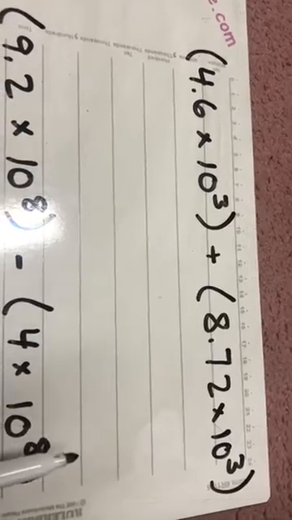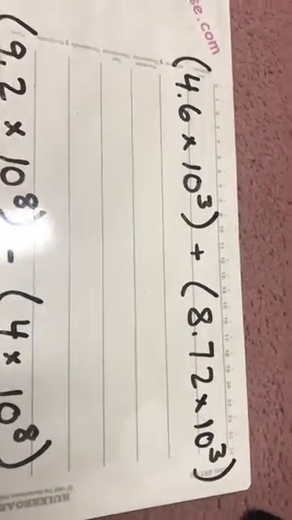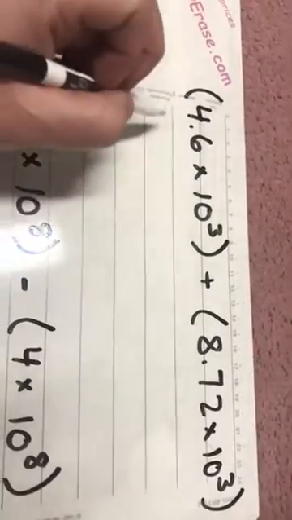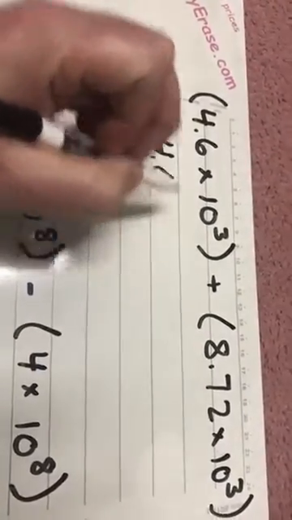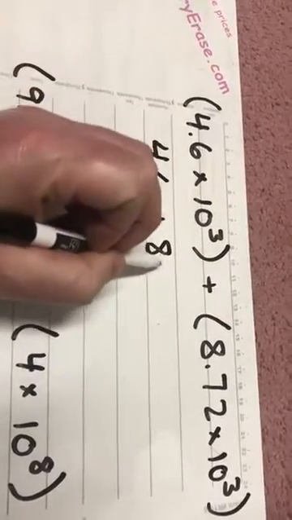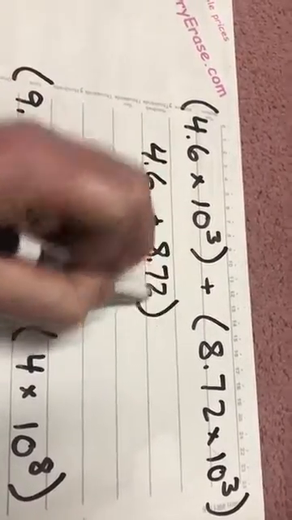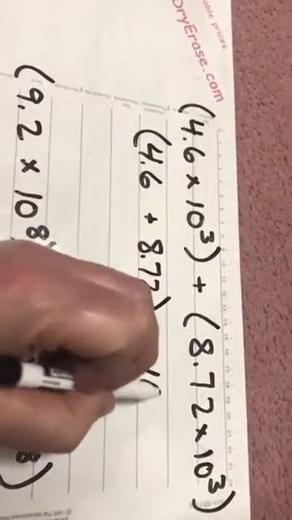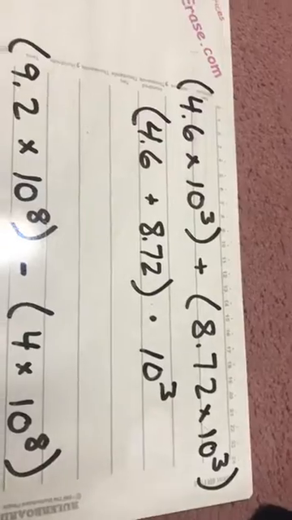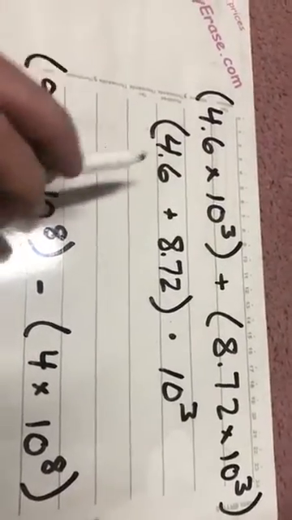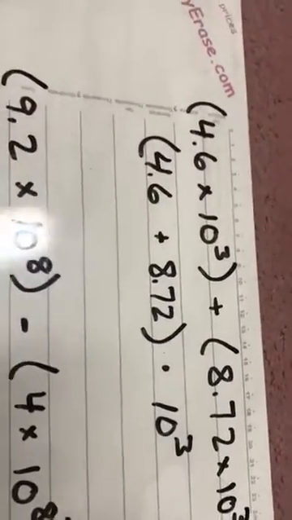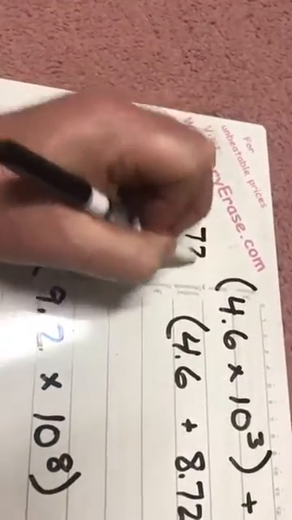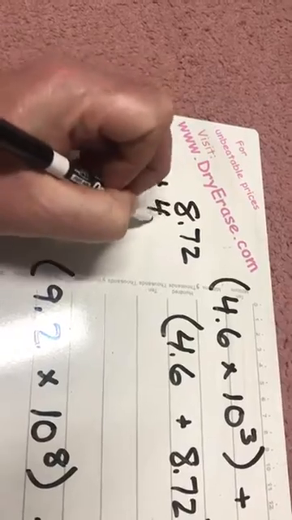So essentially, when I look at this problem, what it becomes is 4.6 plus 8.72, and I'm going to put that in parentheses, and all of that is going to be multiplied by 10 to the power of 3. So now you're going to have to go to your calculator, or, well, I'm not even going to use the calculator. I'm just going to come over here, 8.72, and add 4.6.